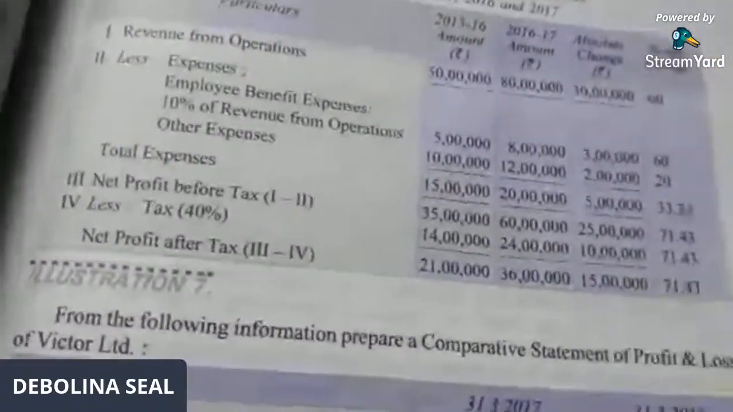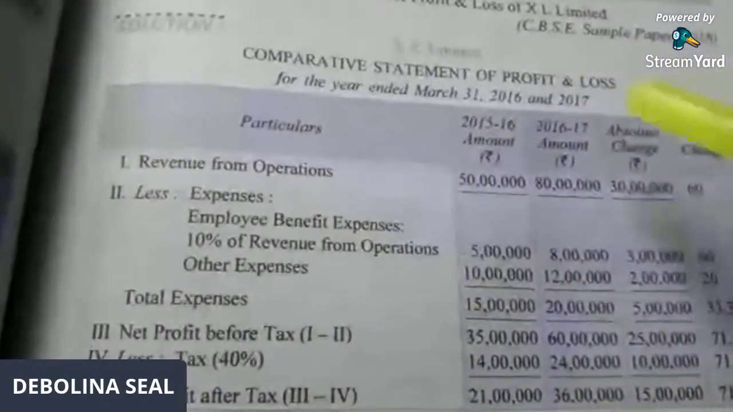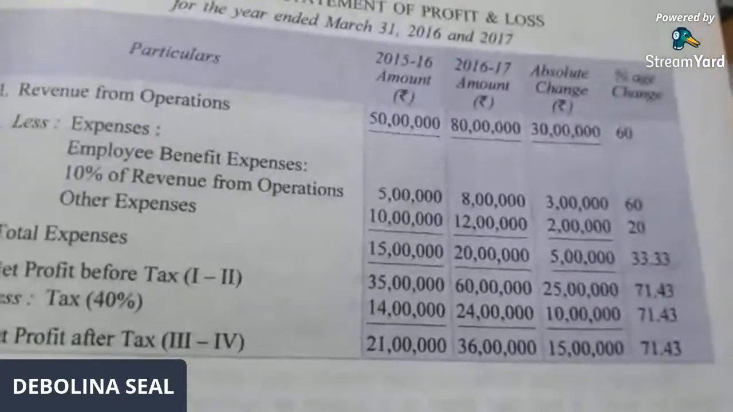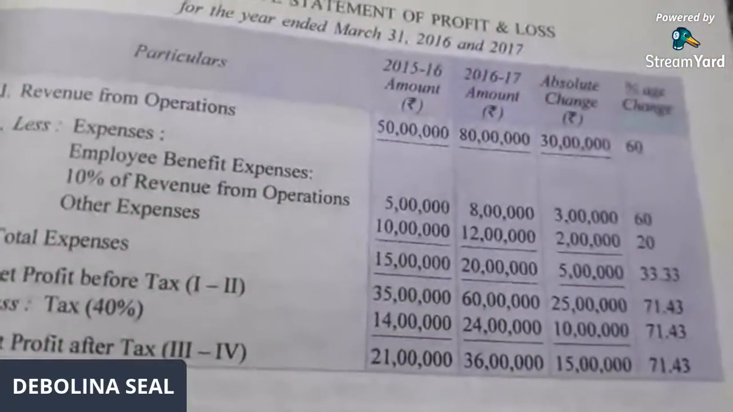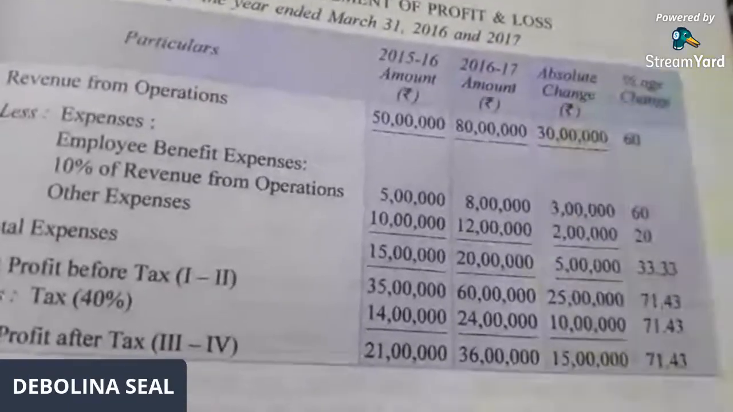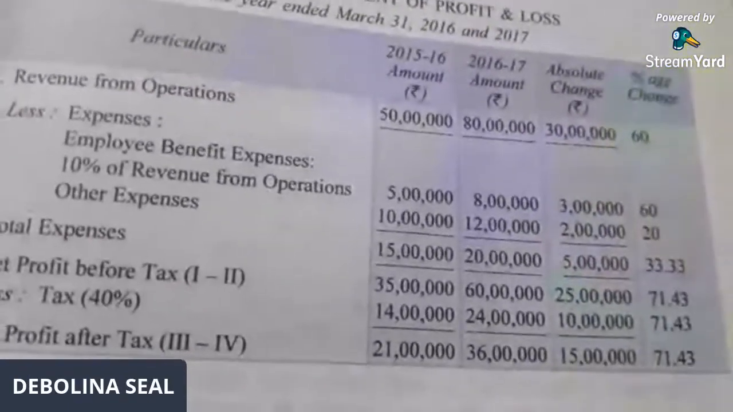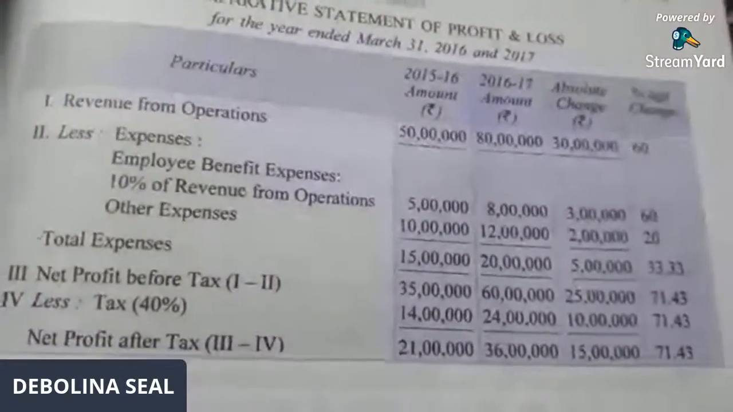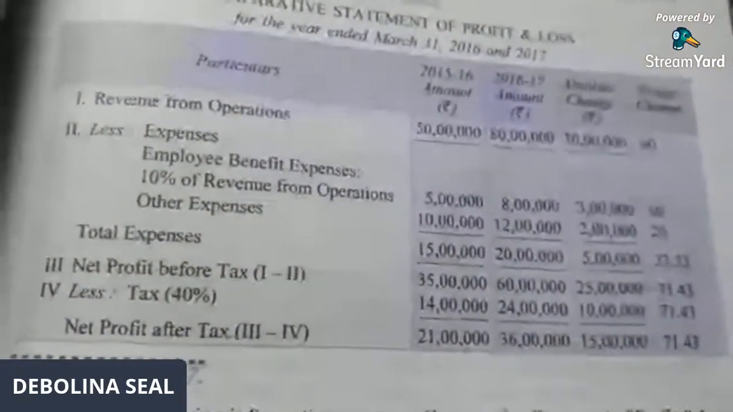Okay, so I hope this comparative statement of profit and loss is clear to all of you. Isn't it clear? If it is clear, please write understood ma'am in the comment box, I will understand. Then we can end today's class. All those who are watching, I hope you have no problem.